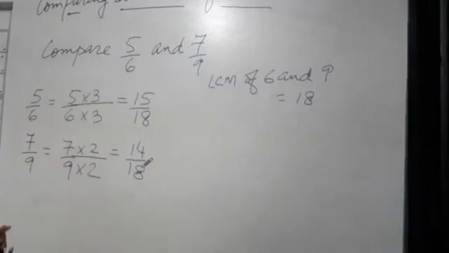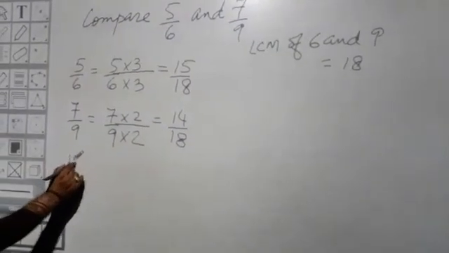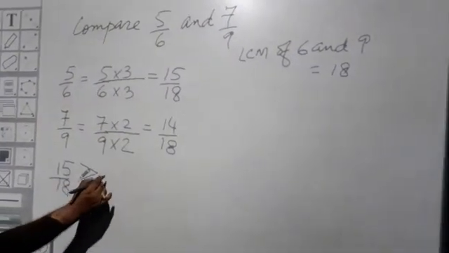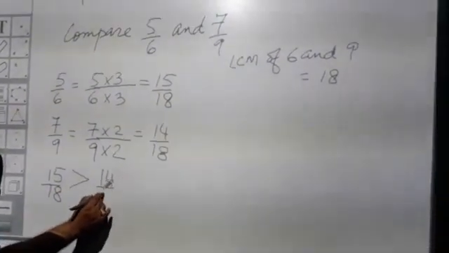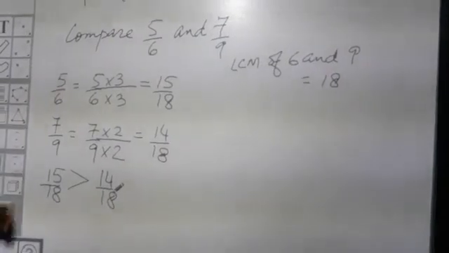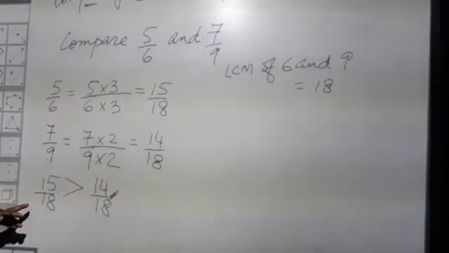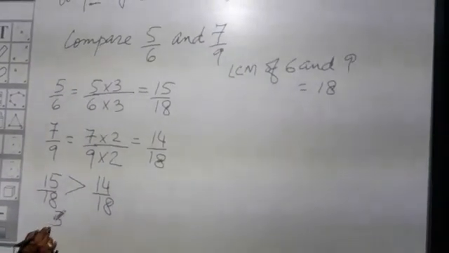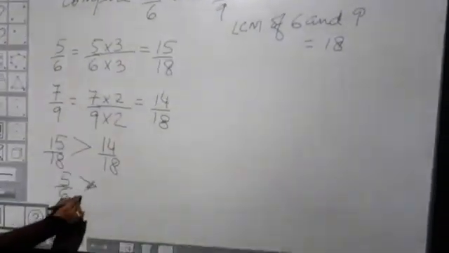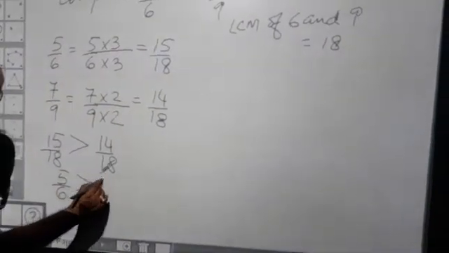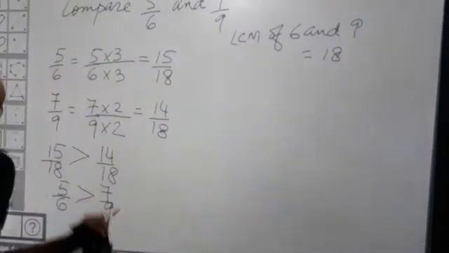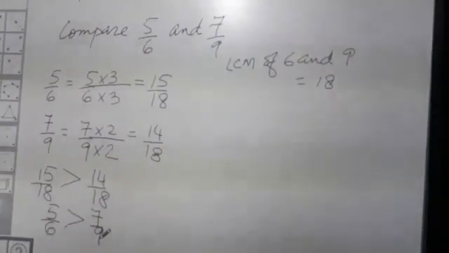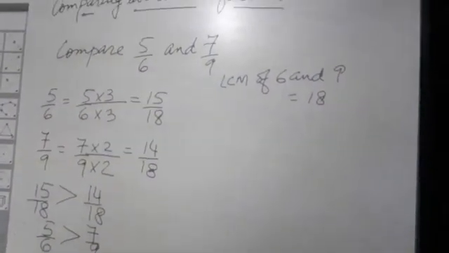So now we can put down here that 15/18 is greater than 14/18. Now we see which fraction corresponds to which. 15/18 corresponds to 5/6, and 14/18 corresponds to 7/9. Therefore 5/6 is greater than 7/9. Clear? Next we move on, if you have more problems based on that.